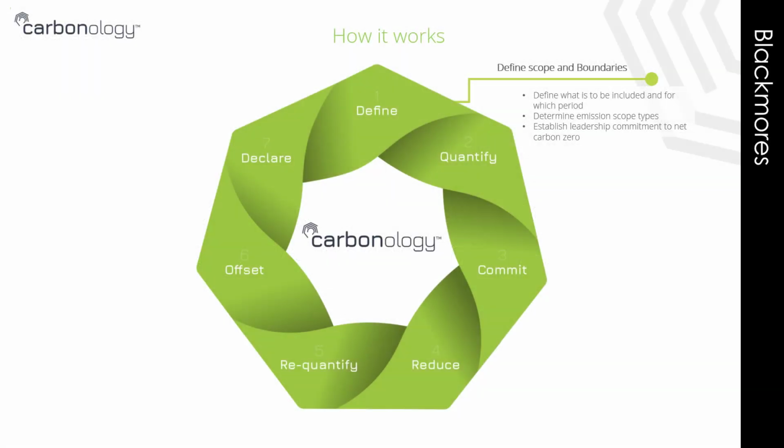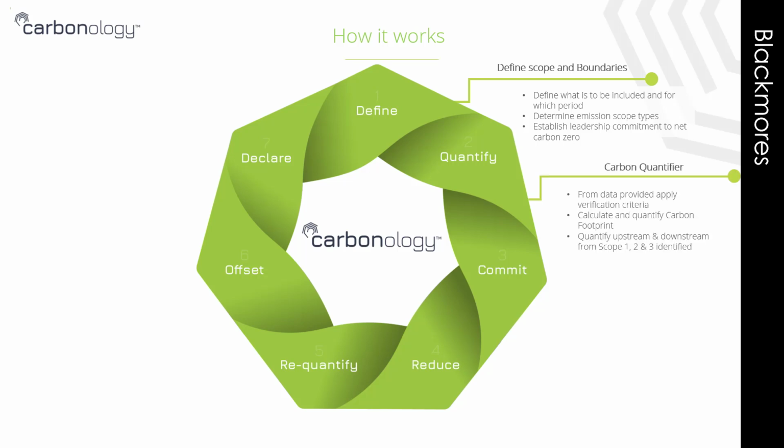So the first thing that we do is define. So that's the first stage. Define the scope and boundaries. So you need to define what's to be included and for which period. Okay, so that's typically for a 12-month period. But that's something that David will expand on. And you need to determine the different emission scope types. You also need to look at the leadership commitment as well to becoming carbon neutral. Okay, so that's the first stage, which is define.